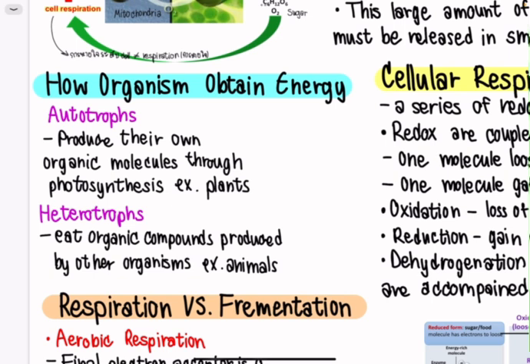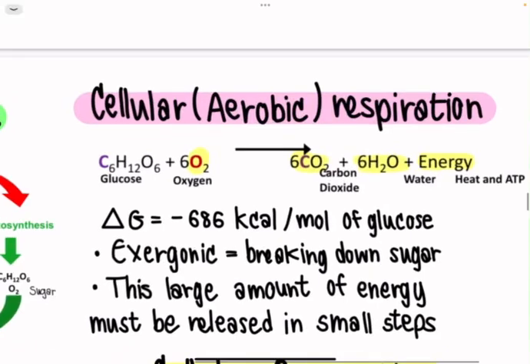Autotrophs produce their own organic molecules through photosynthesis, such as plants, and heterotrophs eat organic compounds produced by other organisms, such as animals. Cellular aerobic respiration: glucose and oxygen change to carbon dioxide, water, and ATP.